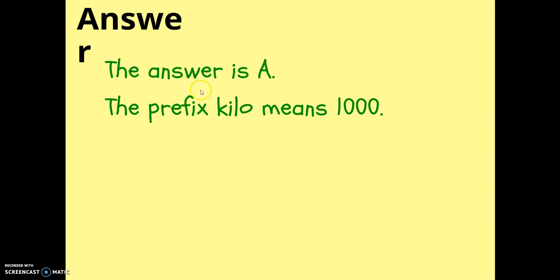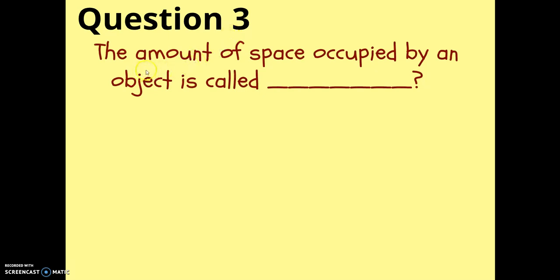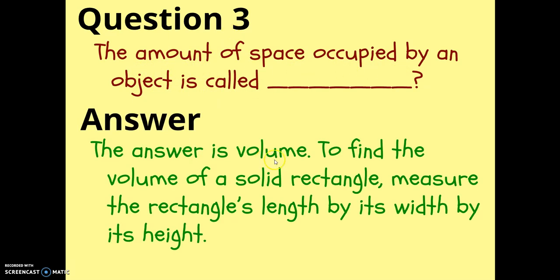I swear I fixed all these before the video. Maybe I didn't. The answer is A. The prefix kilo means 1,000. So in a kilogram, we're going to have 1,000 grams. Question 3. The amount of space occupied in an object is called what? It is volume. To find the volume of a solid rectangle, measure the length by its width and its height. And that's why we often use centimeters cubed or meters cubed, because we have 3 different lengths multiplying.